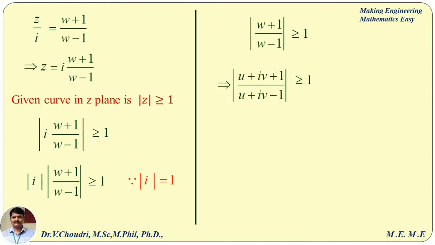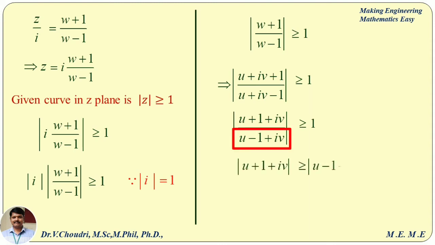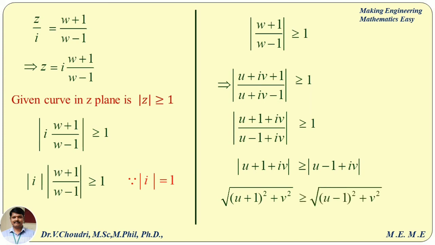In numerator and denominator, we keep both the terms' real part and imaginary part separately. Now we bring this denominator to the right hand side. Using the property square root of real part square plus imaginary part square, the left hand side becomes square root of u plus 1 whole square plus v square, and the right hand side becomes square root of u minus 1 whole square plus v square. Squaring on both sides.